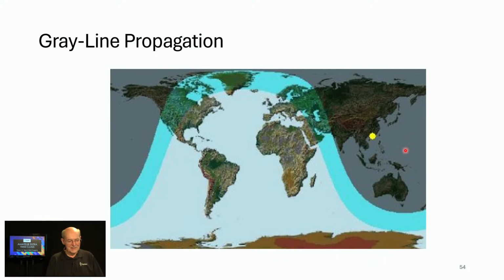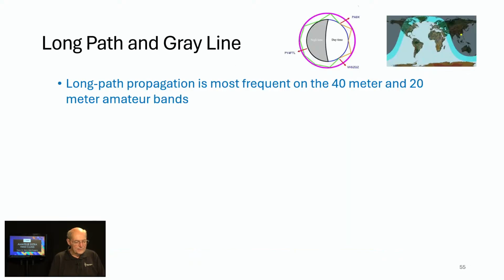Well, I guess not. So here's another image. Kessler had a very, very good demonstration of this. He was using a tool that I mentioned earlier called DX Atlas that you can actually rotate the Earth into different positions and see where the gray line is going to be hitting. So long path and gray line can kind of combine.